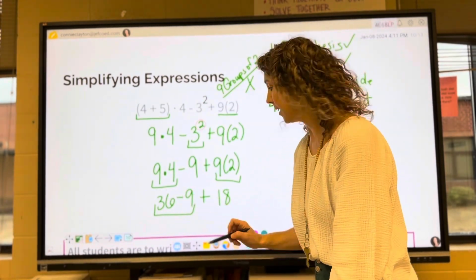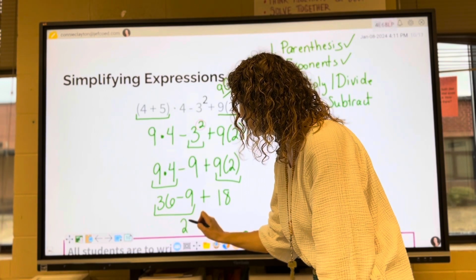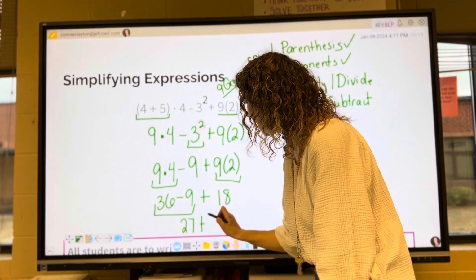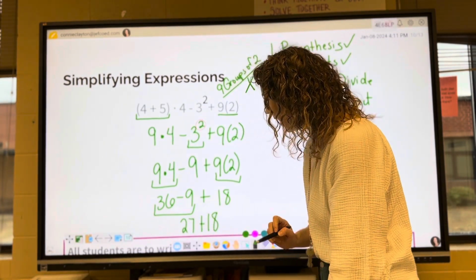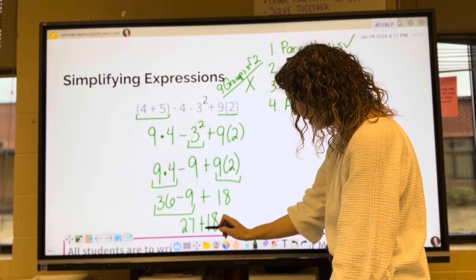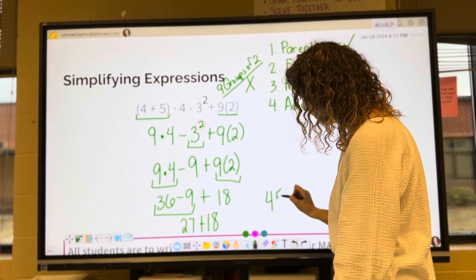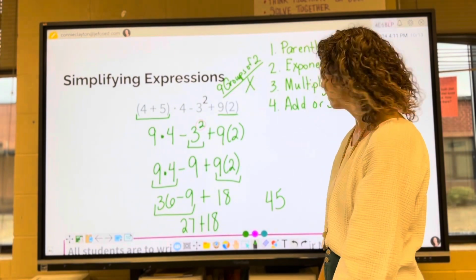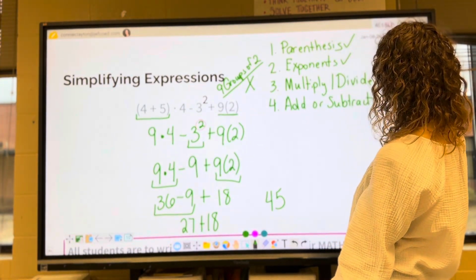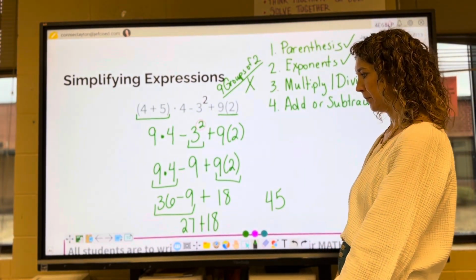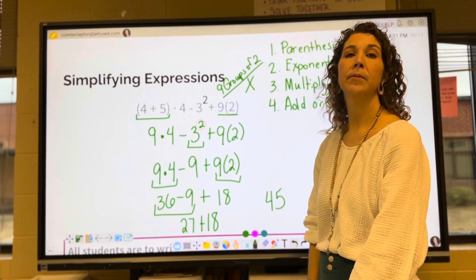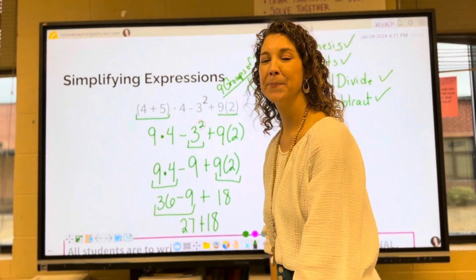36 minus 9 is going to be 27. 27 plus 18 is going to be 45. I ran out of room down there, but the answer is 45. Check and double check. Okay, you got this.